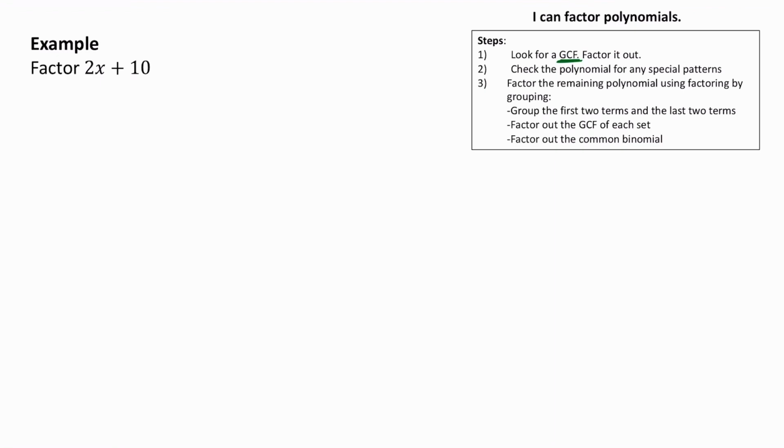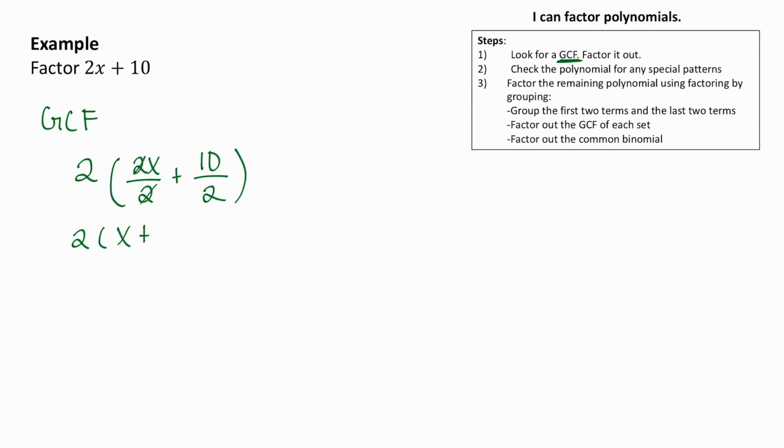So let's try factoring 2x plus 10. If we look at 2x plus 10, we're going to start off looking for a GCF. Notice that 2x and 10 can both be divided by 2. So I'm going to factor out the GCF of 2, which means I'm going to pull it out in front. I'm going to divide every term by 2. So that 2 is going to stay in front, and then 2 and 2 cancel, leaving me with just x, and then plus 10 divided by 2, which is 5. So 2 times x plus 5 is the factored form of this polynomial.